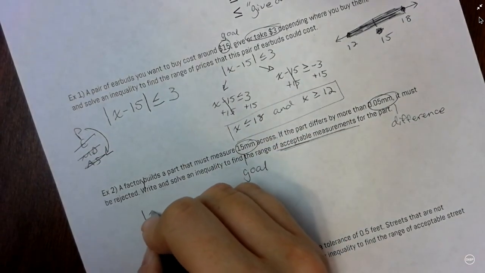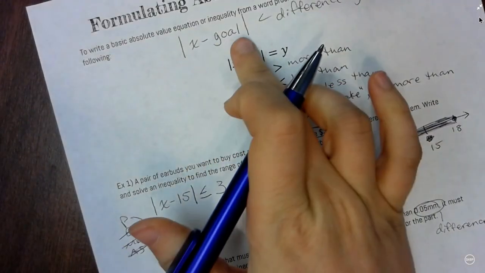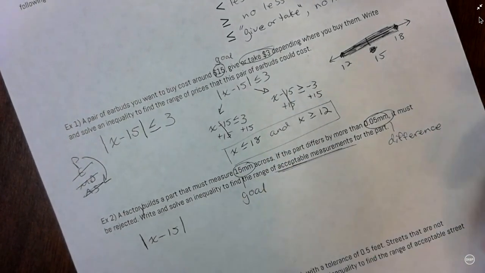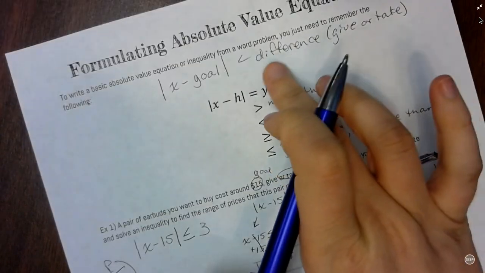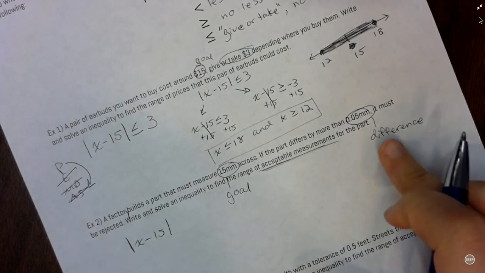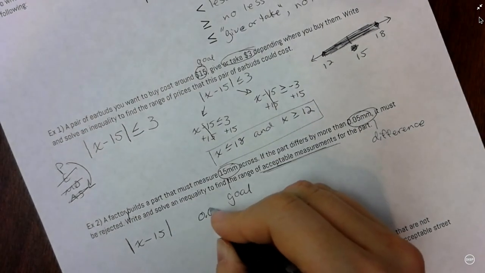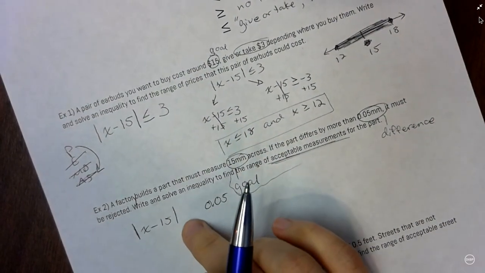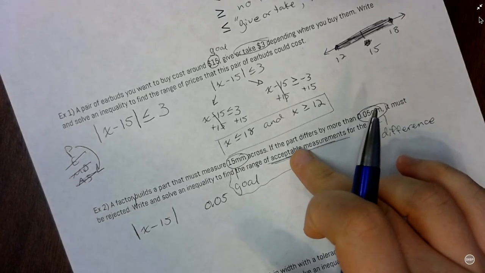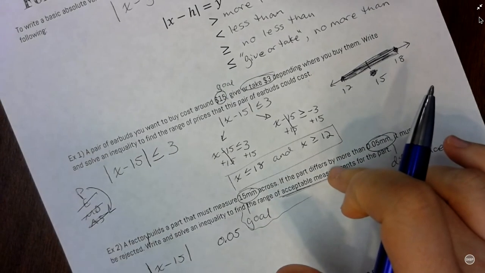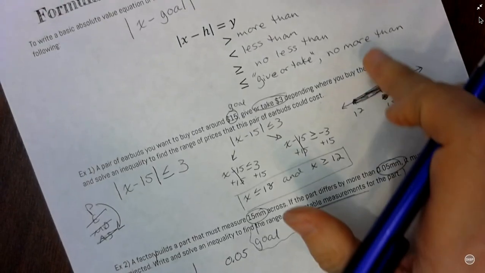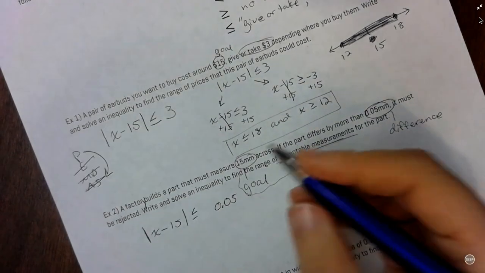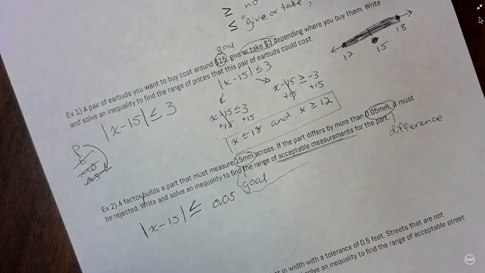So let's see. I'm going to start with x minus my goal, and my goal is 15. And then leave the symbol for now. We'll work on that in a minute. And my difference, or my give or take, is 0.05. Okay, now what symbol goes there? Well, I want to find the acceptable measurements. So for the measurements to be acceptable, my difference can be no more than this. So here's no more than, just like that.